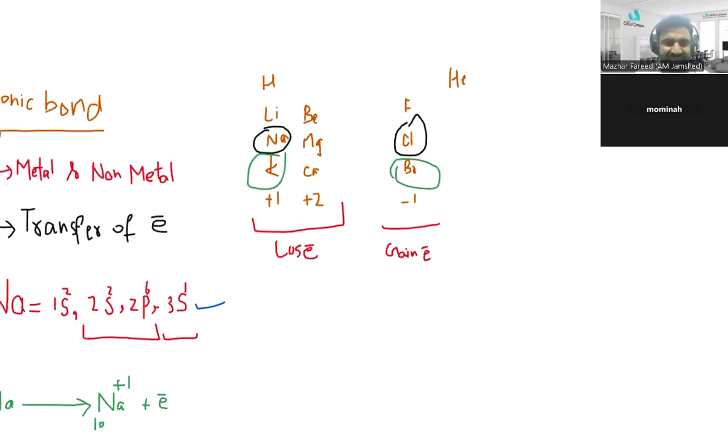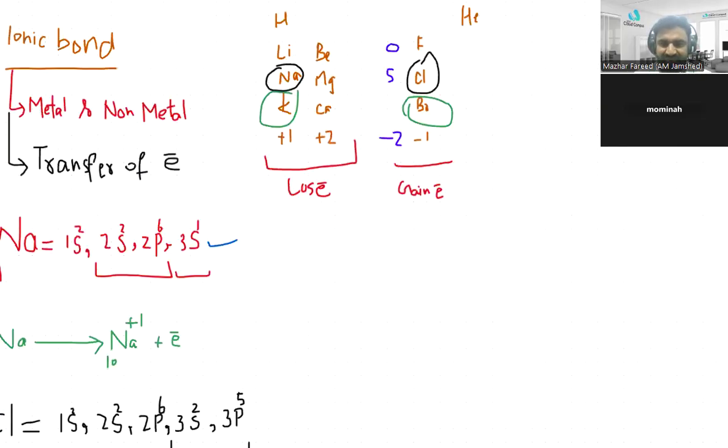if we add another group, like oxygen, sulfur, selenium, tellurium, they need two electrons to become stable. It means there is a shortage of two electrons to complete their octet rule. So if we draw an example from magnesium oxide, you can explain it like this.